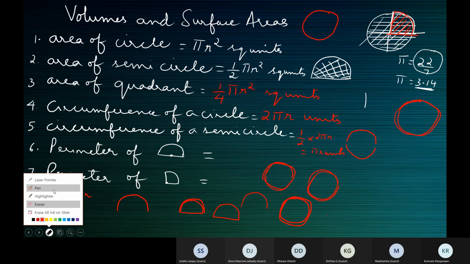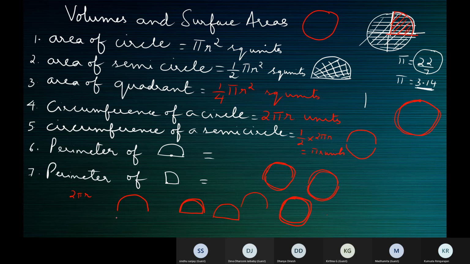Yes. If it is a full circle, it's 2 pi r. Only this one, half of it, a semicircle, is pi r. Remember that the length of this one is pi r, and the length of this one is 2 pi r.